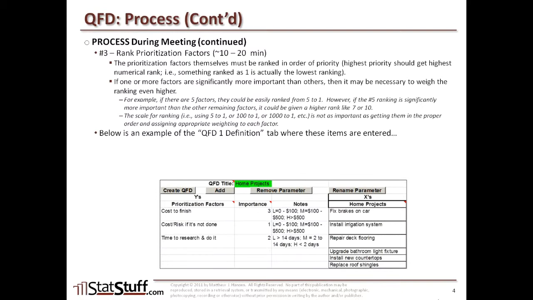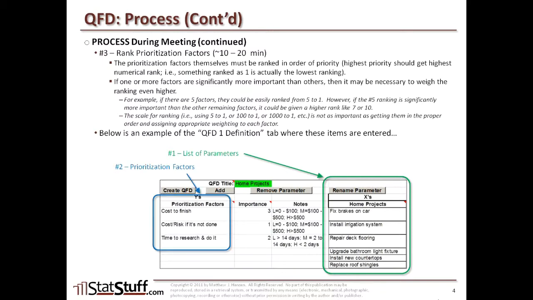So what are the projects themselves? Well, over on the far right-hand side, these are what we said was the first step, the list of parameters, the things you bring as an input into the meeting. This is where you would list all those items in the actual Excel document itself. And again, the second step we said was to identify the prioritization factors, and those are the ones listed on the left-hand side. The third step was to rank those prioritization factors by level of importance. So in this example, the one given the greatest importance, our top priority, is the cost to finish.